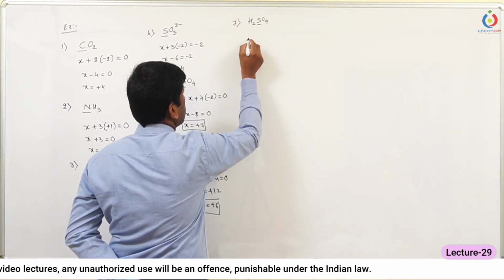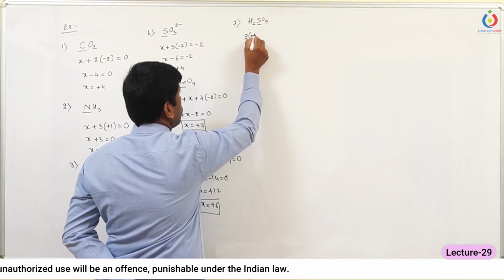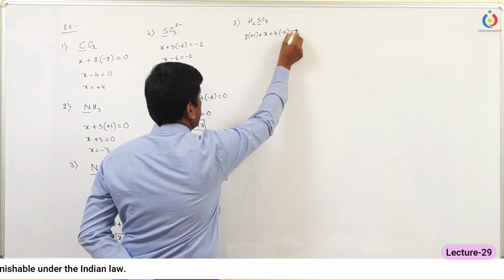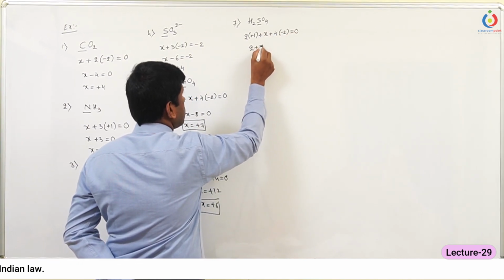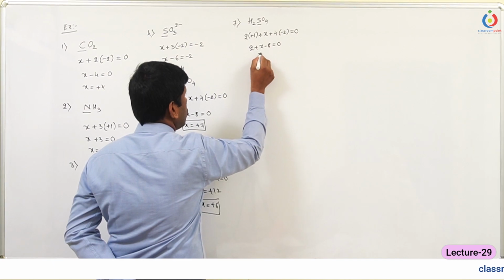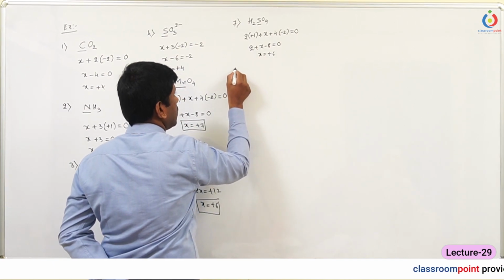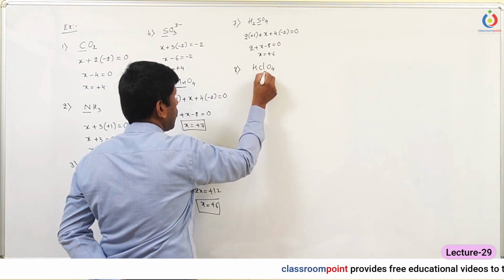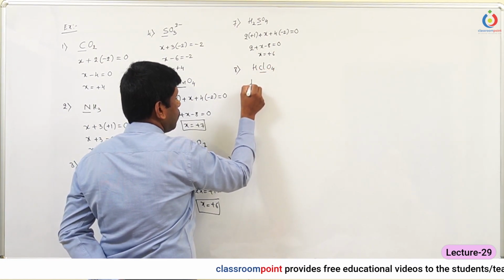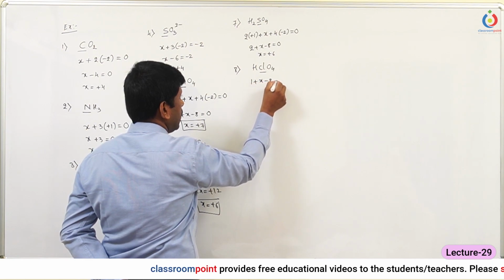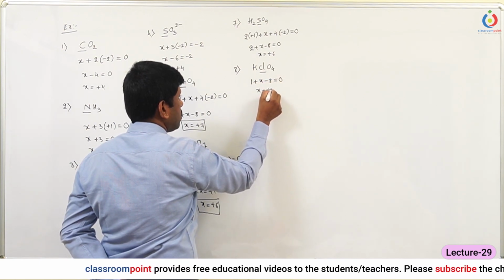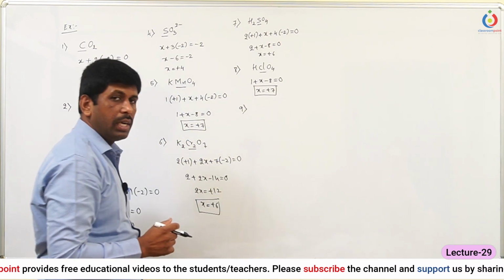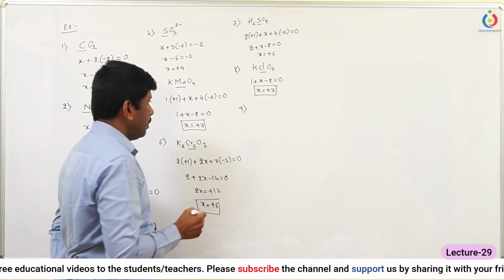H2SO4, sulfuric acid. So 2 hydrogens plus 1, sulfur X, 4 oxygens minus 2 equals 0. 2 plus X minus 8 equals 0. X equals plus 6. Next, HClO4, chlorine. Now hydrogen 1 plus X minus 8 equals 0. X equals plus 7 oxidation state. Let us see some different examples now onwards.